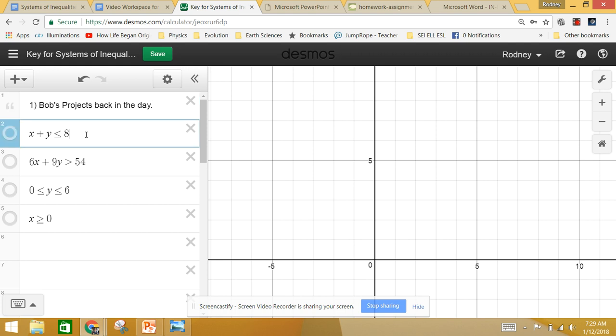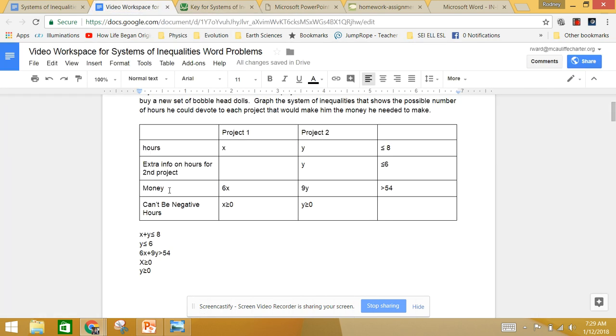So I have my first one, x plus y. Oh, I left one out. Oh, no, I didn't. So actually, I'm going to go back into my workspace. I'm going to show you how we can take this inequality, y is less than or equal to 6, and y has to be greater than or equal to 0. We can actually make that a combined inequality, and we copy that here, and we make that 0. So y is anywhere from 0 to 6.